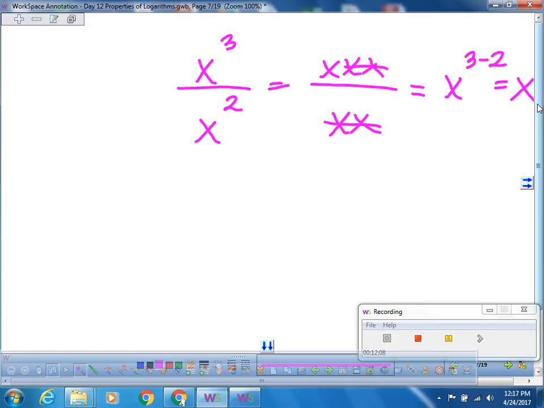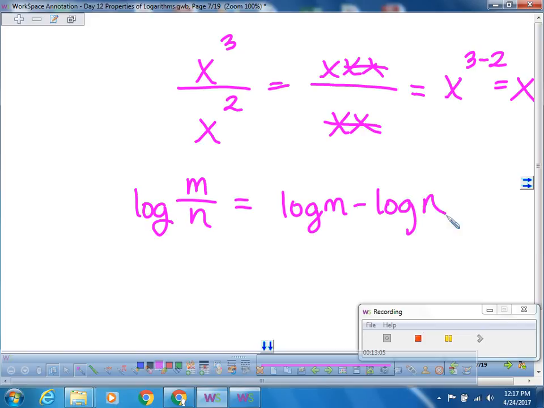Okay. So this is my next rule. If I have a logarithm that is dividing, what do you think I'm going to turn that into? Just like with division, I can take the exponents and subtract them, right? So now I have division of logarithms. Now I could turn that into two separate logarithms with subtraction. So if it's divide, it turns into subtraction. If it's multiplication, it turns into addition. Yes?